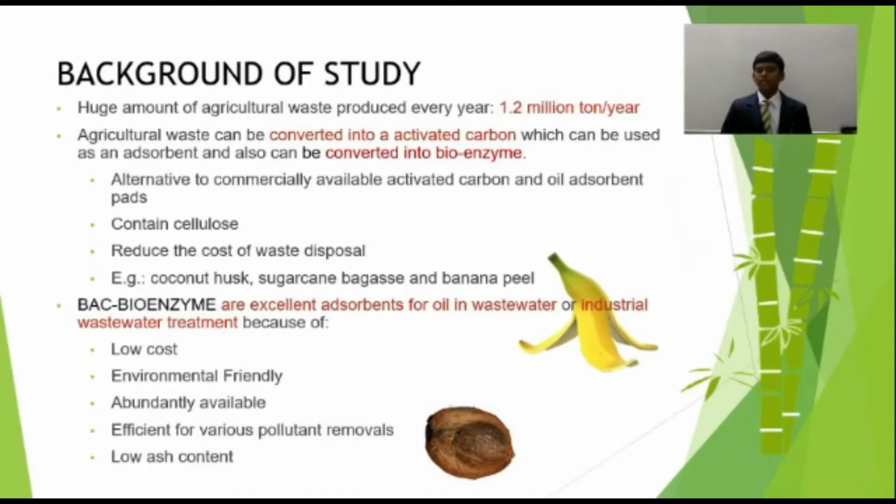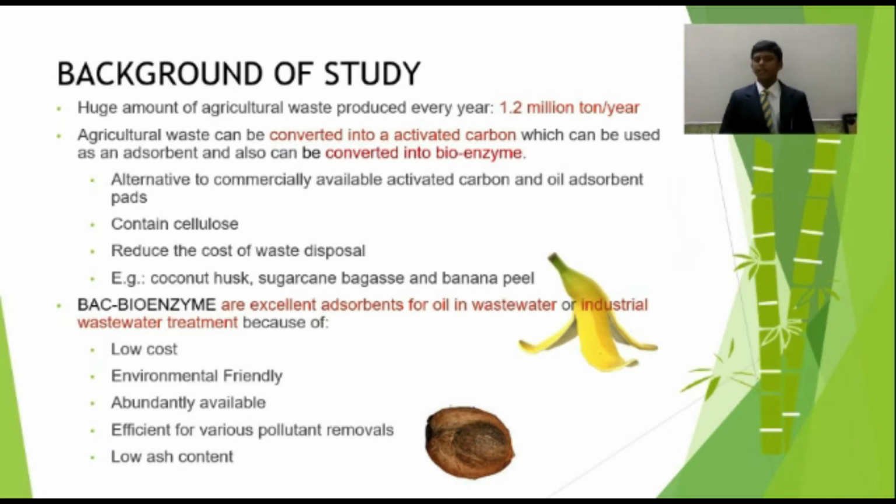Background of study. In Malaysia, approximately 1.2 million tons of agricultural waste is produced every year. This agricultural waste can be used for many purposes. One of the purposes is that it can be converted into an activated carbon, which can be used as an adsorbent, and also converted into bioenzyme.